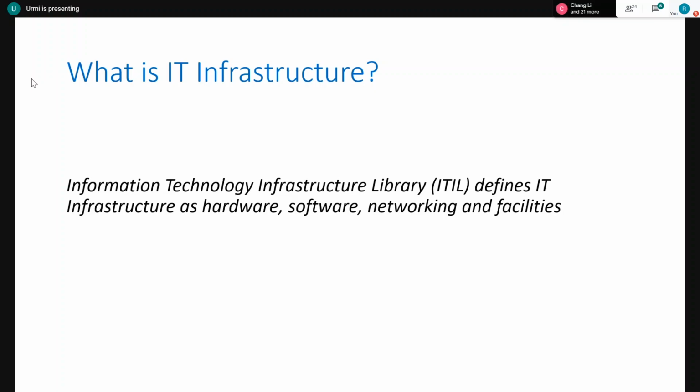It defines IT infrastructure as hardware, software, networking, and facilities. Hardware, I think everyone's familiar with, because if you have a smartphone or a laptop or a desktop, that's considered part of hardware. You have to plug it into a wireless network somewhere. Well, that network is being served from a hot spot or a point, which is a network router or a switch, or some device that is letting you connect to the internet. So that's another piece of hardware.